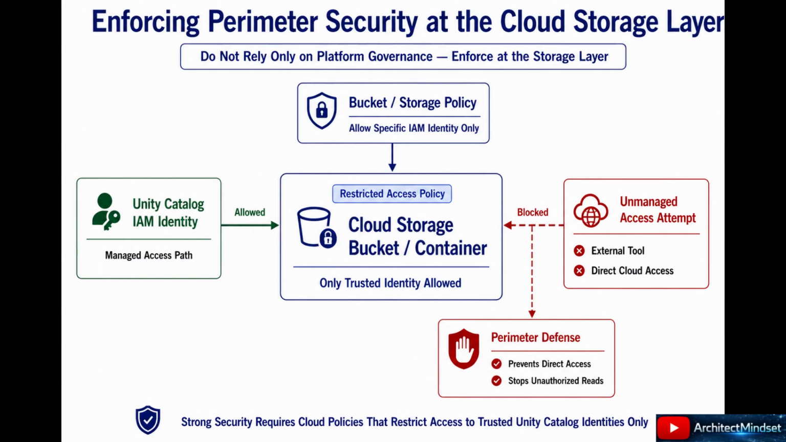Lock down your cloud bucket policies so they accept only traffic coming from your Unity Catalog IAM identity. If a malicious actor tries to bypass Databricks to read the bucket directly using an unmanaged cloud tool, your cloud perimeter will block them at the source itself.